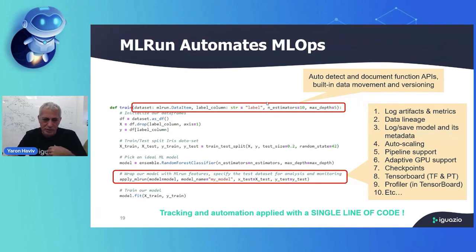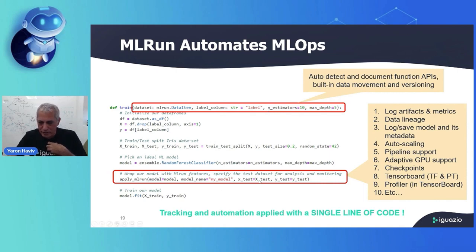So in MLRun, you can just go and build your own simple function. No need to build arguments and all of that. MLRun will analyze your code, will detect the parameters, will build documentation for your functions, and so on, just by, you know, importing your functions.